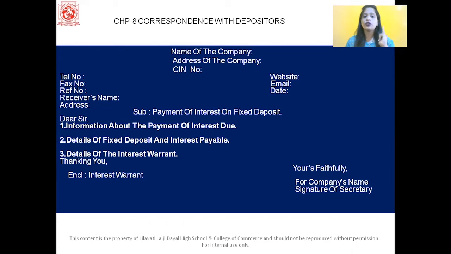Okay, so 3 pointers. First, information about the payment of interest that is due. Second is the box with 7 columns, and third, the details of the interest warrant, which is attached along with.